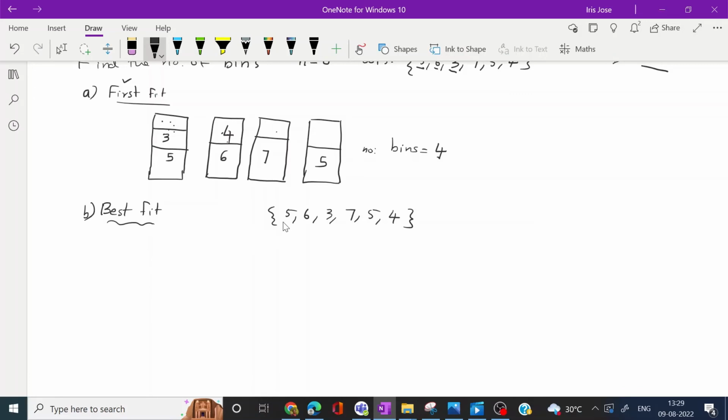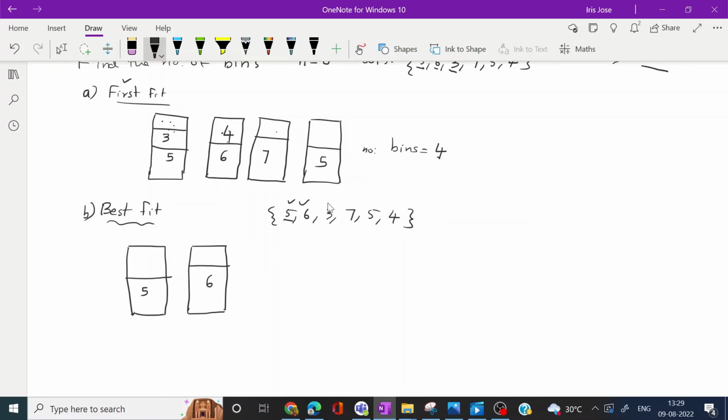So first item is 5. Suppose this is the first bin. So first item I will be placing in the first bin. The first item is of weight 5. Bin capacity is 10. So I will place it here. First item I have placed. Next item is 6. 6 I cannot place in the first bin, so I have to take a new bin for placing the item with weight 6. So I have taken the new bin and I have placed the item here, weight 6.